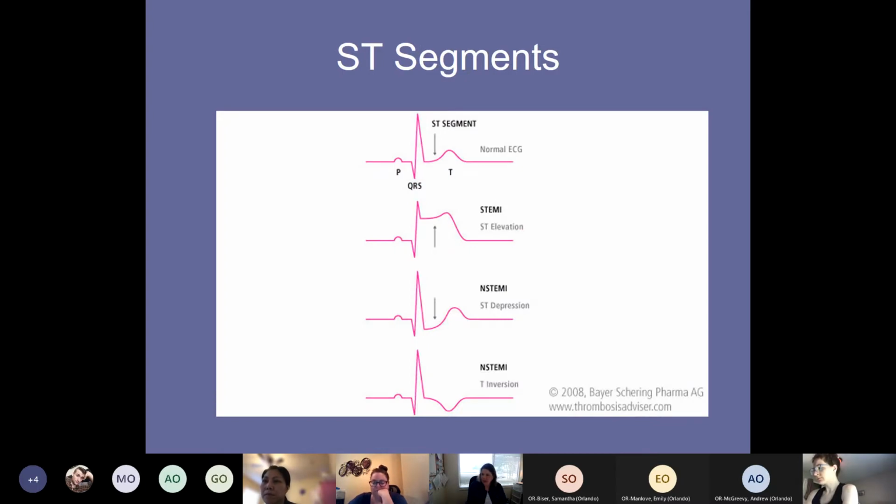Okay. All right, so we've got all kinds of ST segments here. Please know these, but again, you've got your normal, your ST elevation, your ST depression, and then a T wave inversion, which would be a non-STEMI.